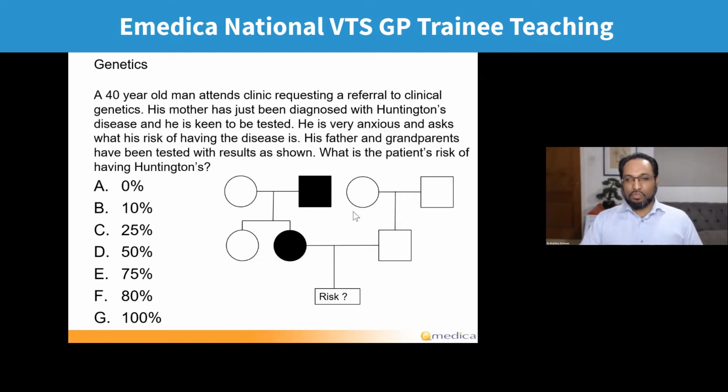So if you look at the picture, what we're seeing here is mum's affected, okay? And then on that side, looks like the grandfather's affected. On the other side, dad's not affected, neither are the paternal grandparents, neither of them are affected. So what's their risk, okay? The patient's risk here is what we're trying to work out.